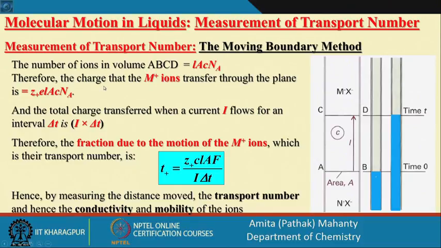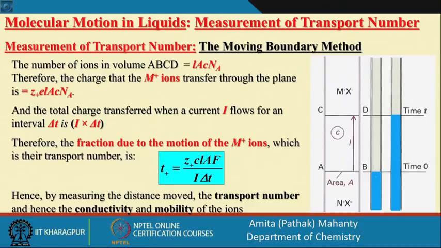The charge which is going to be transferred through this plane, passing through CD and coming into the ABCD volume, will be nothing but ZE, where Z is the positive charge, into the area, into the L, which is the volume, into the total number of ions, that is molar concentration into Avogadro number. Now, what is the total charge which is transferred?